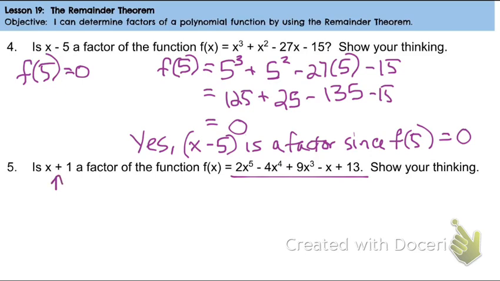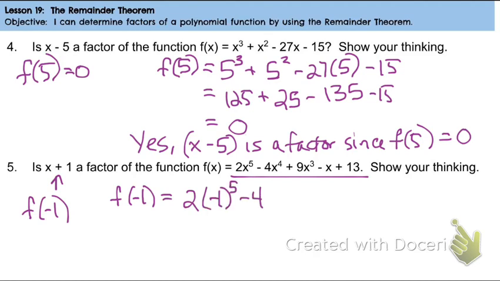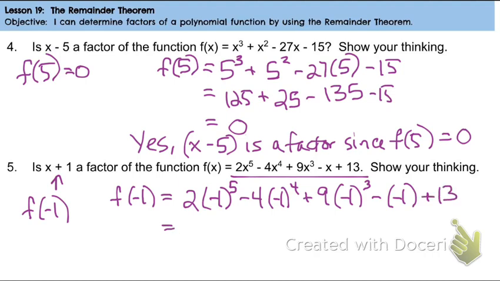Is x plus 1 a factor of this polynomial function? So again, what do I have to do to set that to equal 0? We want to find f of negative 1. Okay, so I'm going to plug in f of negative 1 equals 2 times negative 1 to the 5th power minus 4 times negative 1 to the 4th power plus 9 times negative 1 cubed minus negative 1 plus 13. So this becomes negative 2 minus 4 minus 9 plus 1 plus 13.